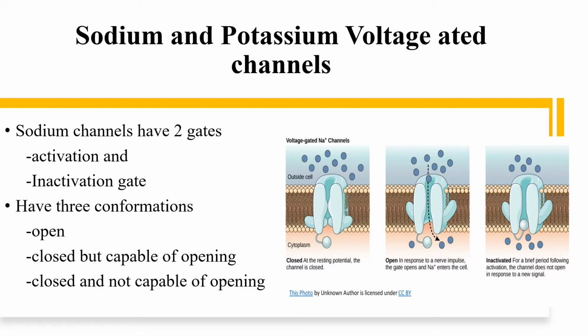This voltage-gated sodium channel can exist in three conformations. The first one, shown here on the picture, is closed but capable of opening. The second one is open, or activated, and we can see sodium ions going through the channel. And the third one is closed and not capable of opening, or inactivated. The channel moves through these various conformations as a result of voltage changes that take place during the action potential, which we will discuss shortly.